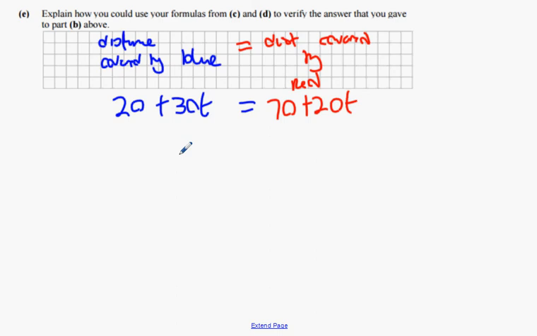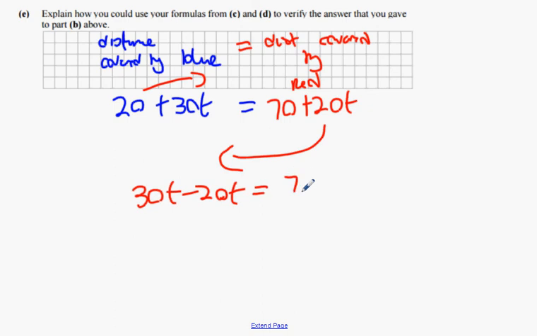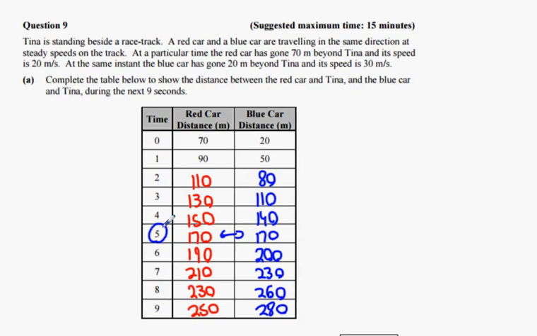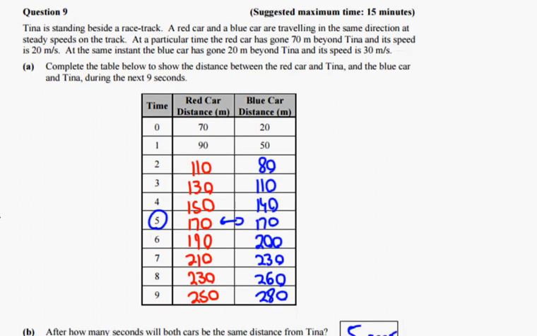Now we can solve the t value from this using a linear equation. So we're going to bring the 20t to the left and the 20 to the right. So you're going to get 30t minus 20t equals 70 minus 20. 10t equals 50. T equals 5. This is the same time that we were expecting.